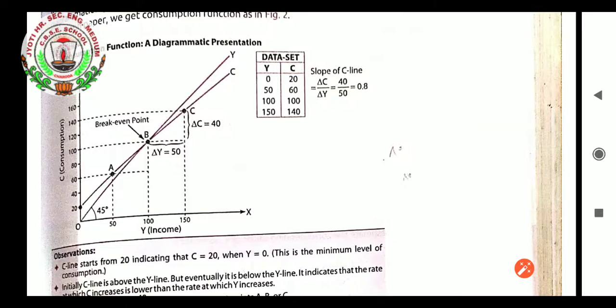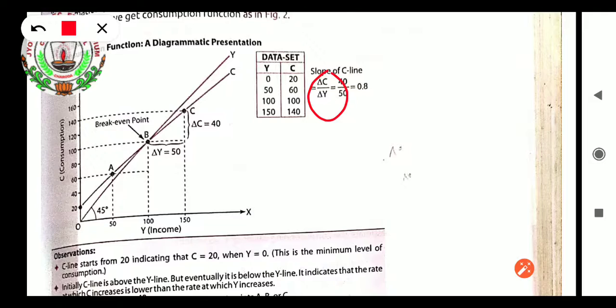This formula we can see here, and this change is shown with the help of delta: delta C upon delta Y. That will help us to show how much changes in income will increase or decrease the consumption. So that is the slope of the C line. Let us see some of the consumption levels and the change in C and change in Y.